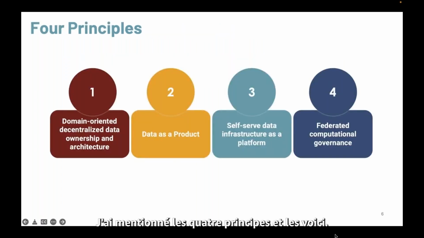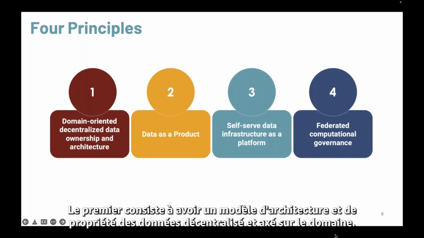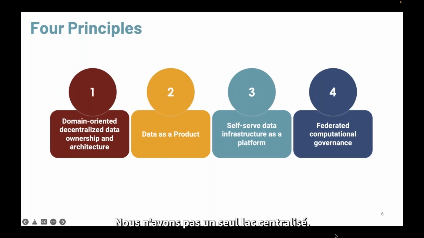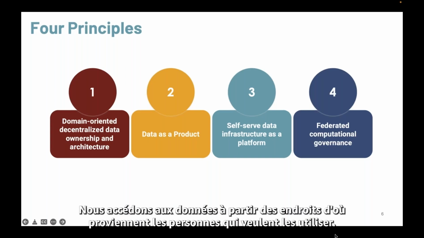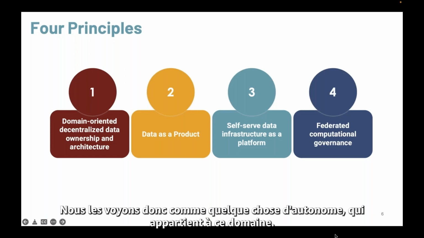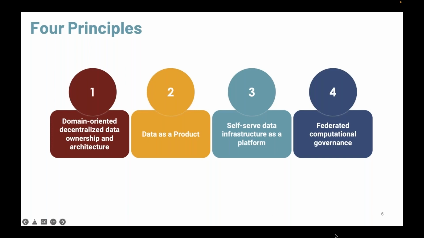So I mentioned the 4 principles, and these are they. The first one is about having a domain-oriented, decentralized data ownership and architecture model. That means we understand what the business domains are, and the data is federated across those domains. We don't have this one centralized lake. We are accessing the data from the places where the people that want to use it are coming from. So we have data as a product, and this means we are looking at it as a long-lived thing that we are continually enhancing. So we see it as something that's standalone, that belongs to that domain.